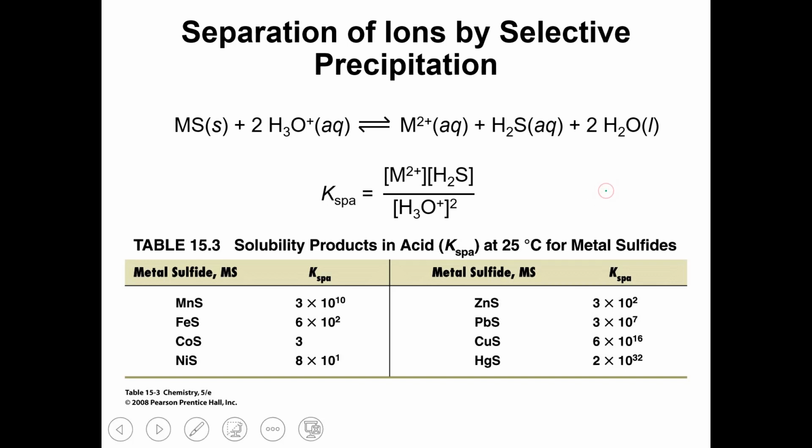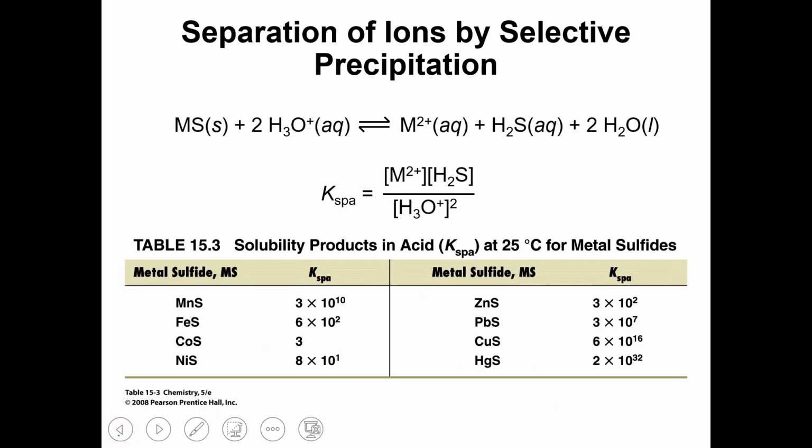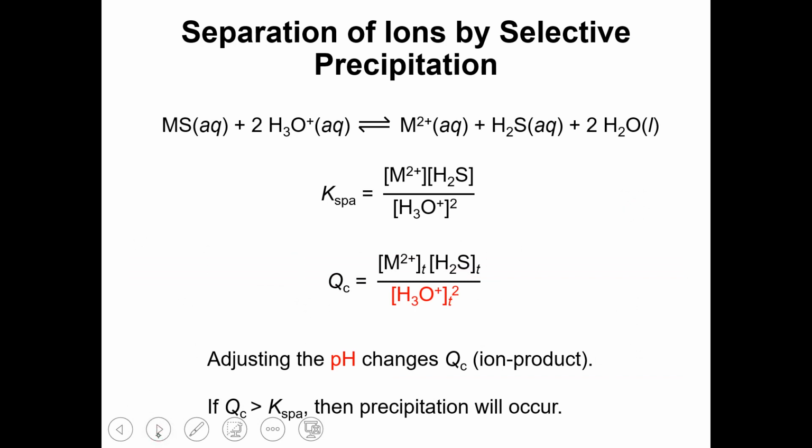And we can actually use this idea if we compare QC to KSPA, which is our solubility product in acid. Then we can determine if we change the pH, if we're able to force the metal to precipitate out.